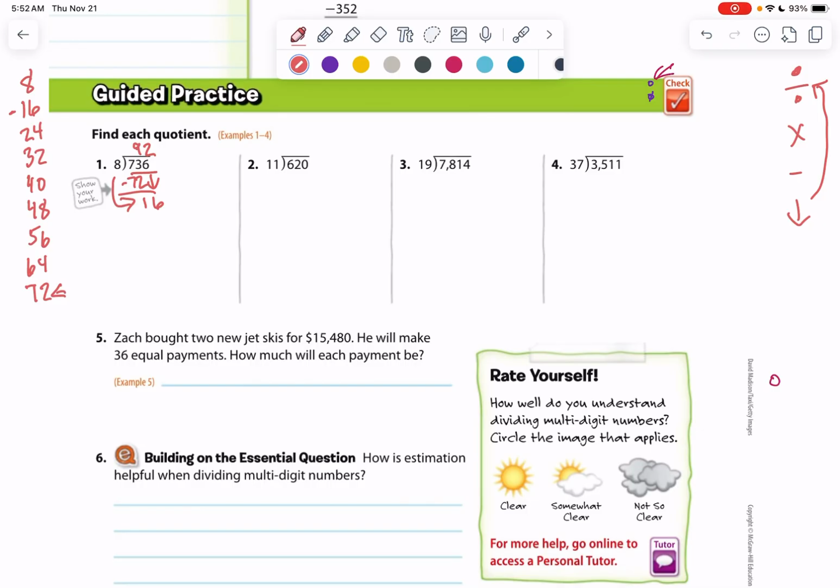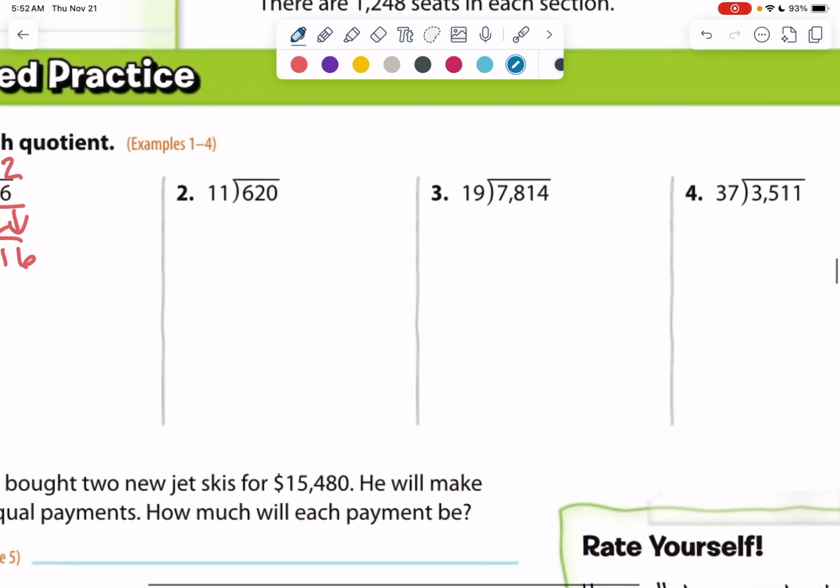All right, let's try another one. Here we have 620 divided by 11. I'm really comfortable with my 11s, so I'm not going to skip count ahead of time. 11 goes into 62. Well, not 6 times because that'd be 66, right? So 5 times. 5 times 11 is 55. Subtract. So 55 plus 5 is 60, plus 2 more is 7.